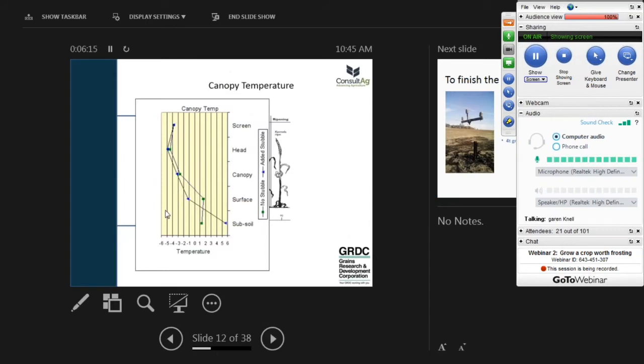Here's some data from the early 2000s. The blue line is where stubble was retained or added. The green line is bare. You can see the subsoil temperature is warmer with retained stubble, but as soon as we hit the surface, it's colder on the surface, colder in the canopy, and about half a degree colder at head height. That just shows you some of the thermal dynamics that are going on.